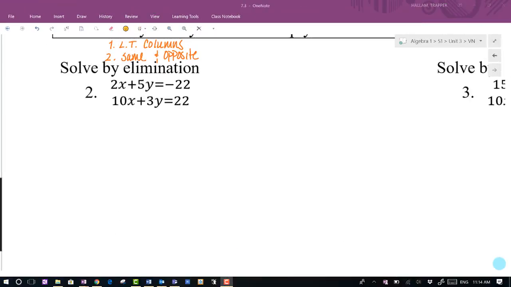Okay, hi and welcome to a question on how to solve a linear system by elimination. Let's get right down into it. Remember, there's two main things that we need to check before we can do our actual elimination.